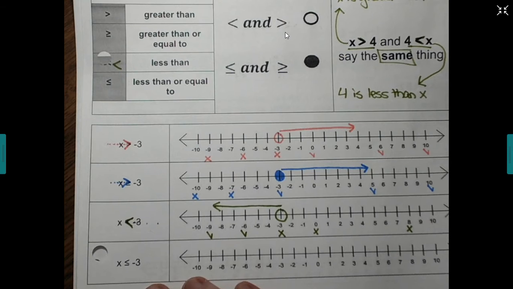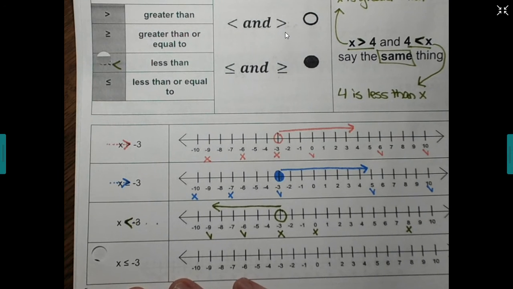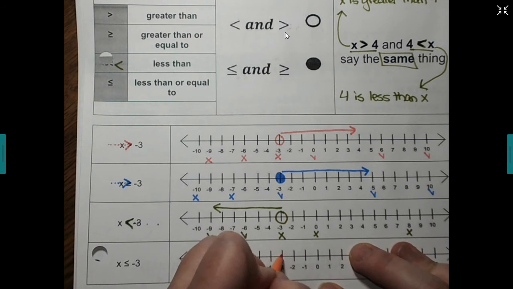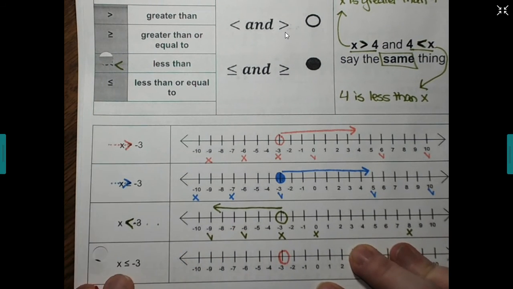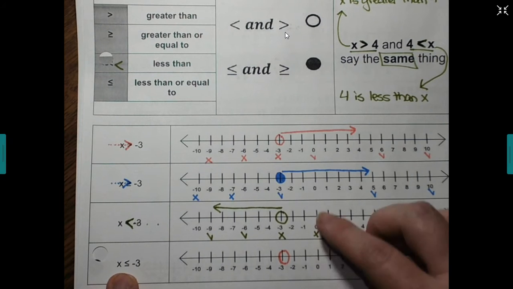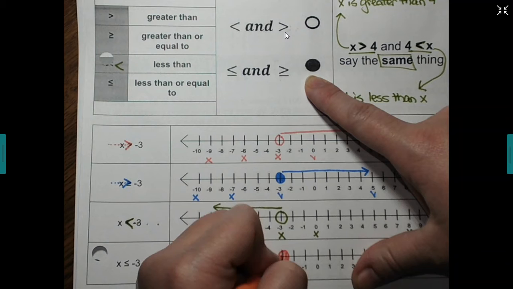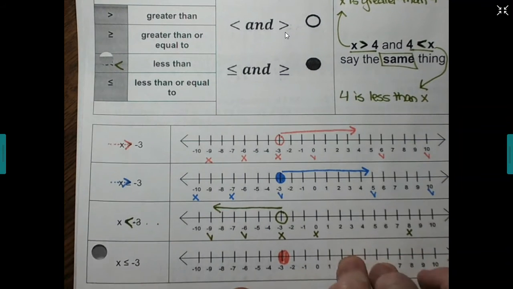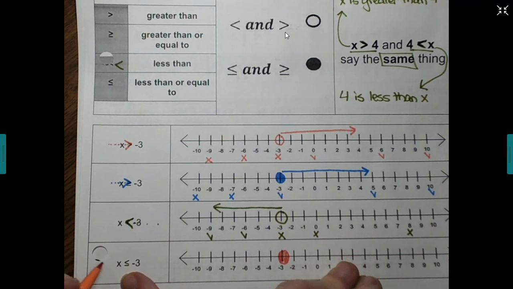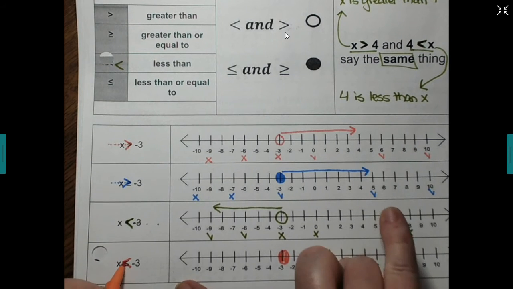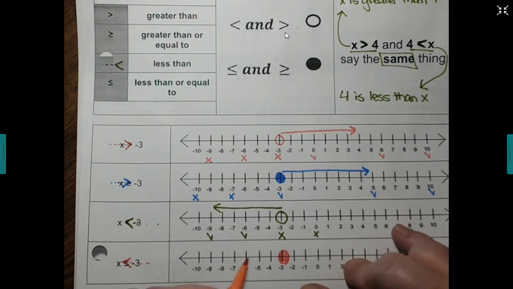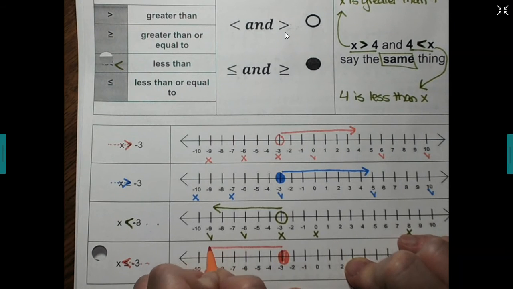Okay, last but not least, we have x is less than or equal to negative 3. So we know last time that our critical number is going to be negative 3. We have that alligator that's eating part of the equal sign. So that means I have a full circle. Okay. My variable is to the left. So that means that my sign tells me which way my arrow goes. It goes this way.